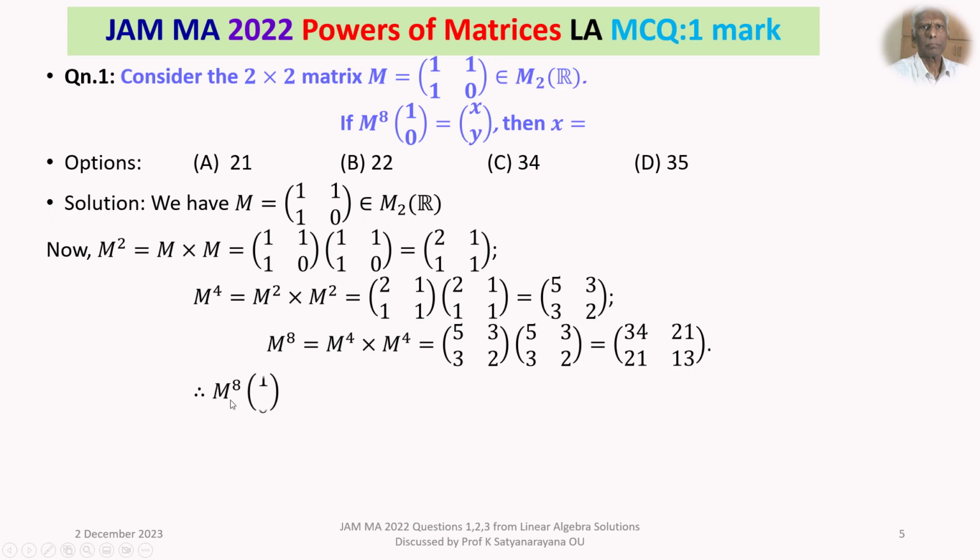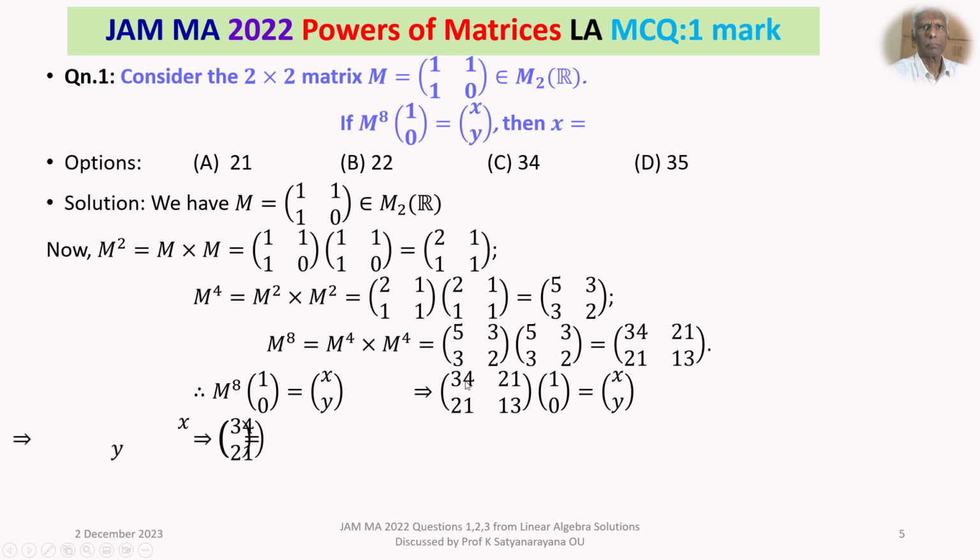Now it is given M power 8 multiplied by the column vector 1 0 is equal to the column vector x y. So M power 8 is written here, 1 0, and that is x comma y. When you multiply M power 8 with the column vector 1 0, you will get a column vector 34 21 is equal to the column vector x y. So equating the corresponding entries, we get x is equal to 34. The answer to this question is 34, that is option C. And it is a very simple, straightforward question.